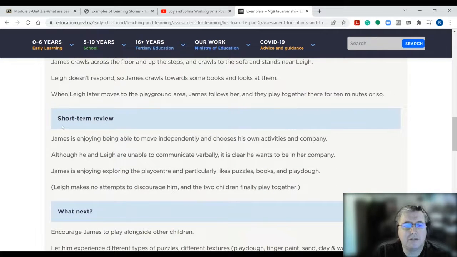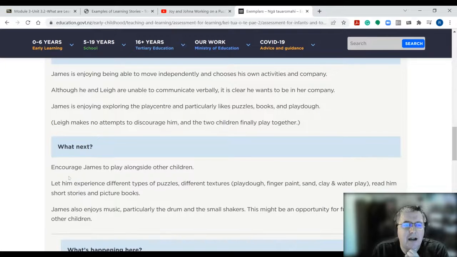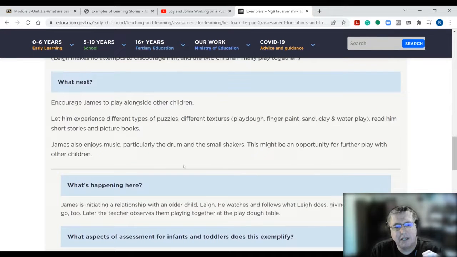Short-term review. This is kind of what does it mean. And then what's next? Short-term review. What's next? So they didn't write this in the same way that I want you to write, and they didn't write obviously this one the same way either. I want you to speak to the child when you're writing the what does it mean, the what's next, or the opportunities and possibilities, what we could do next.